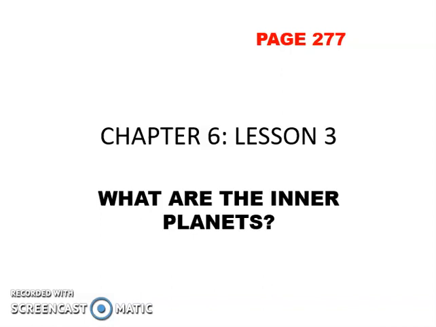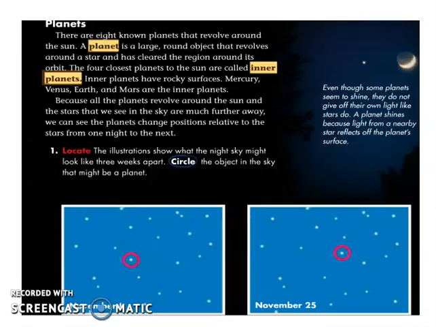Our topic is on page 277, chapter 6, lesson 3. What are the inner planets? There are 8 known planets that revolve around the sun. A planet is a large, round object that revolves around a star and has a cleared region around its orbit.